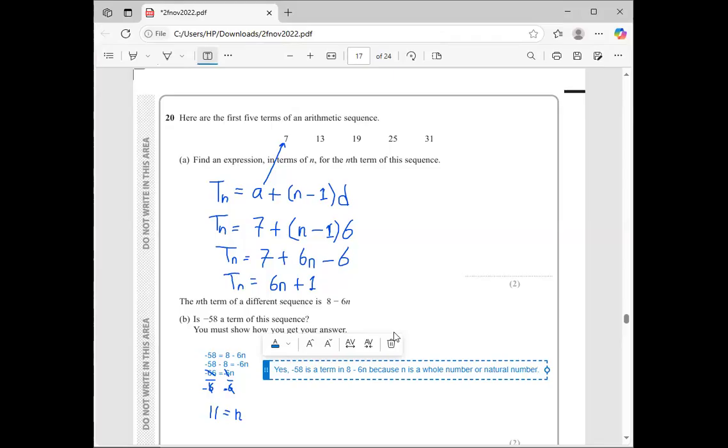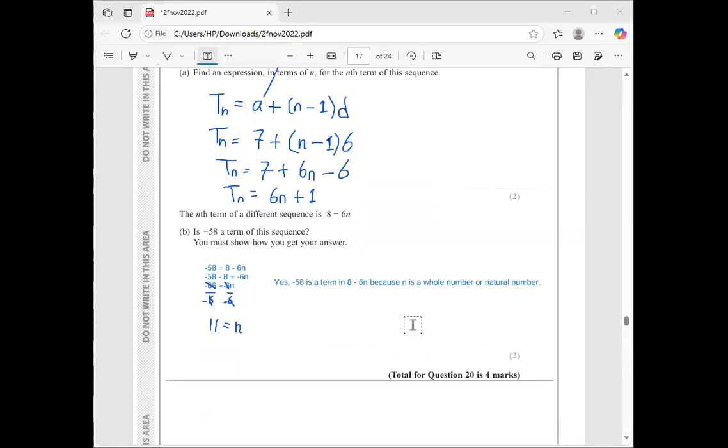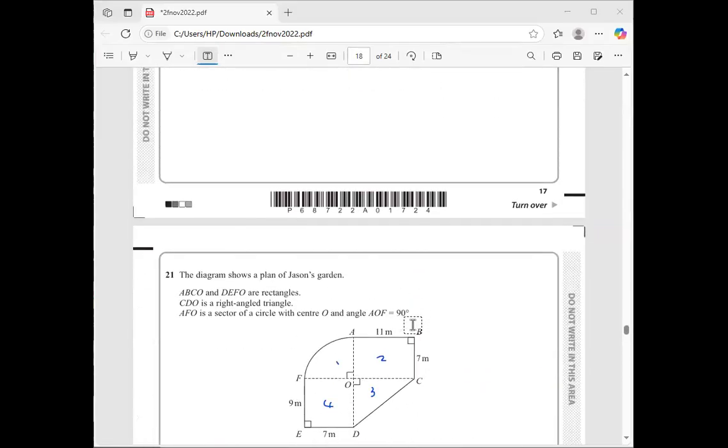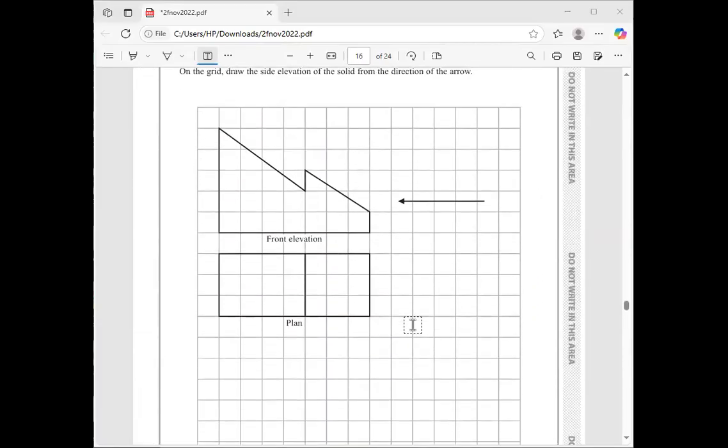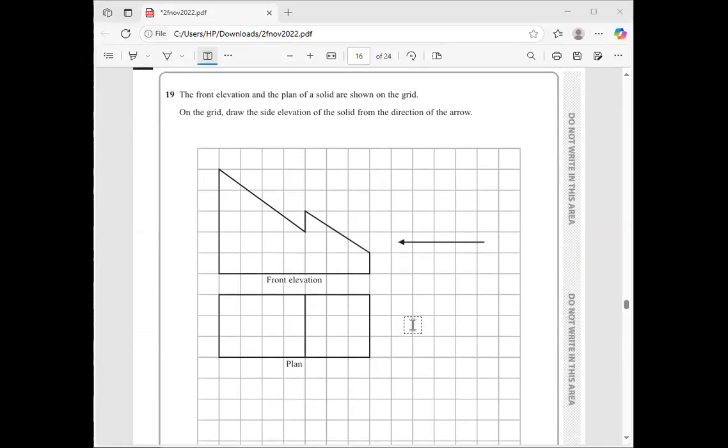Okay, so please take note. If the answer to this n were minus something or 0 point something or something point something, there's absolutely no way minus 58 is a term in that sequence. N must be a whole number, okay? And usually without any sign, or of course, positive, that's what I mean. So did you get that? Oh, yes. Okay, so I can move on now, right? Okay, so I think I'll leave this for you to handle.